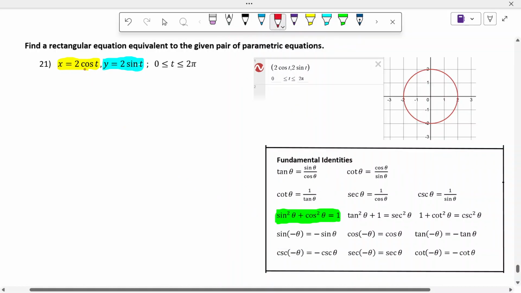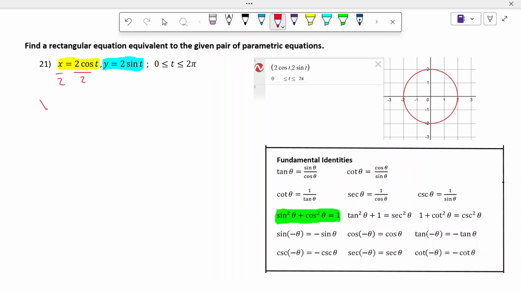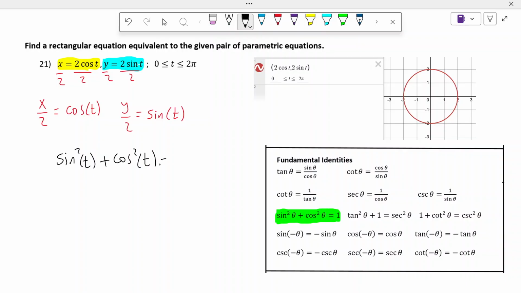What I'm going to do is make this equation equal to cosine. I'm going to divide both sides by 2. And so then I get x over 2 equals cosine of t. And then I'm going to divide this one also by 2, and then I get y over 2 is equal to sine of t. And then, of course, using the Pythagorean identity, sine squared of t, I'll say t for time instead of theta, our time is our angle, plus cosine squared of t, that just has to equal 1.